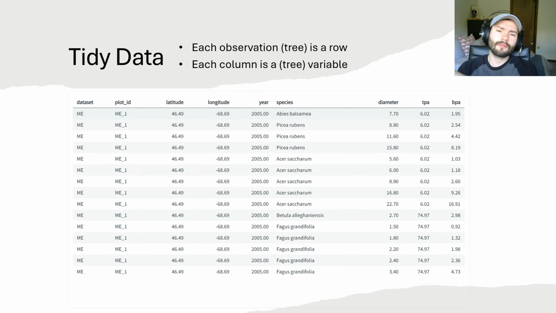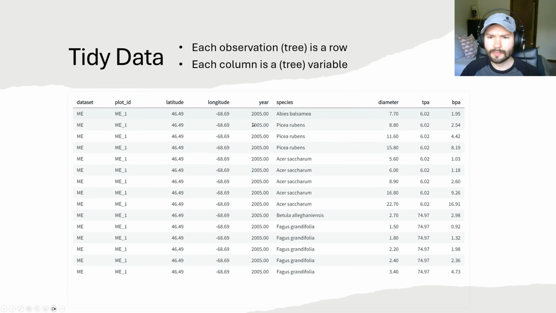And so one of the main requirements of the ForMAPL tool is that the data must be in a tidy format. What this means is that each observation, the tree, corresponds to a row in our data. Each column is a variable about that tree. So if you look at this example data set here, we have our rows. If we're looking at a plot in Maine, for example, this is plot 1 in Maine. And each row is an individual tree.